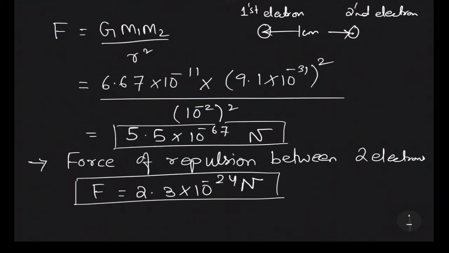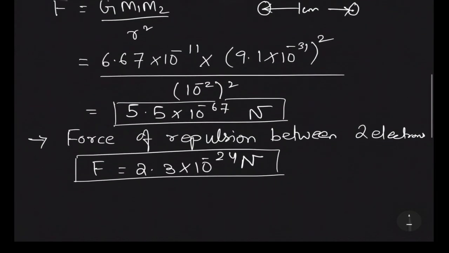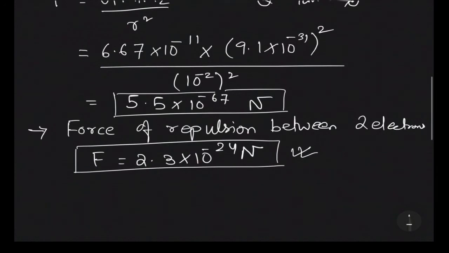So we conclude that there is certain other property of electron also, due to which there is force of repulsion, and this property of electron is called charge. It is due to charge of the electron that two electrons are actually repelling each other.